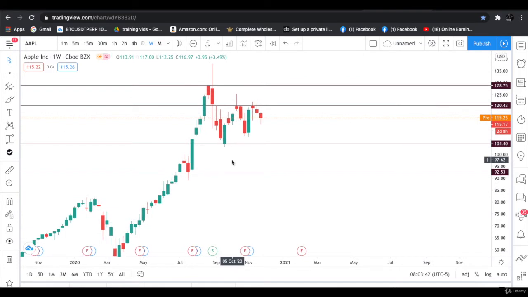These are essentials, as I have told you in the lectures. Now we have marked the support and resistance levels. We know the key levels from where the price can bounce back or from where the price can retrace. Let's go to the daily chart and find what's going on in the market. This is the daily chart.